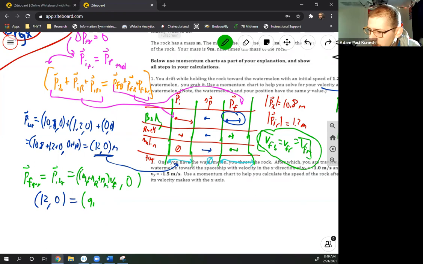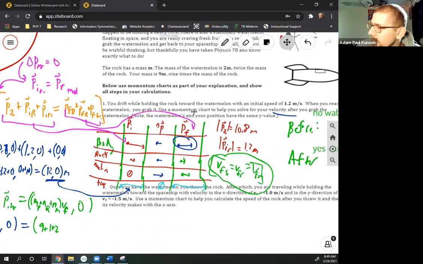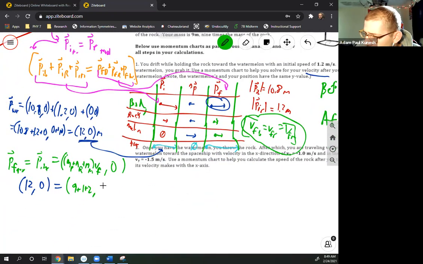Which one weighs more, the watermelon or the rock? The watermelon weighs more than the rock. All right, good stuff. Comma 0. And there should be a V final there. Here's V final, comma 0.